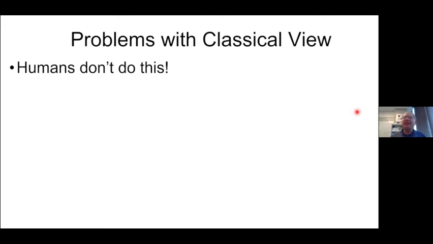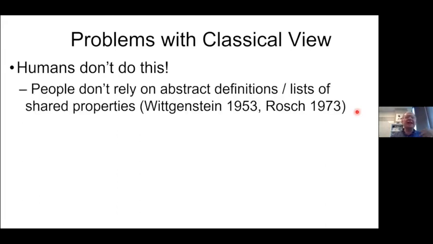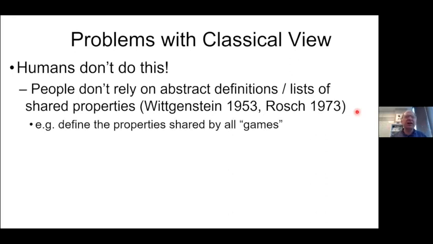even though humans, in actual experience and trying to understand the world, don't appear to do this at all. Even though we think we do this, we don't actually seem to be doing this. Wittgenstein, and following that Eleanor Roche here at Berkeley, had a really nice rebuttal in the 20th century about why these are not really what we humans do. So we don't really rely on these abstract definitions or lists of shared properties.